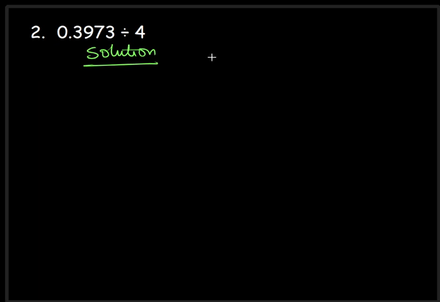This might take a longer line. So let's see. Let's bring it up here. This is 0.3973. What do we have here? This is divided by 4. 4 into 0, this will give us 0. 4 times 0, 0. Subtract. This will give us 0. Our point goes up, and then we bring down 3.